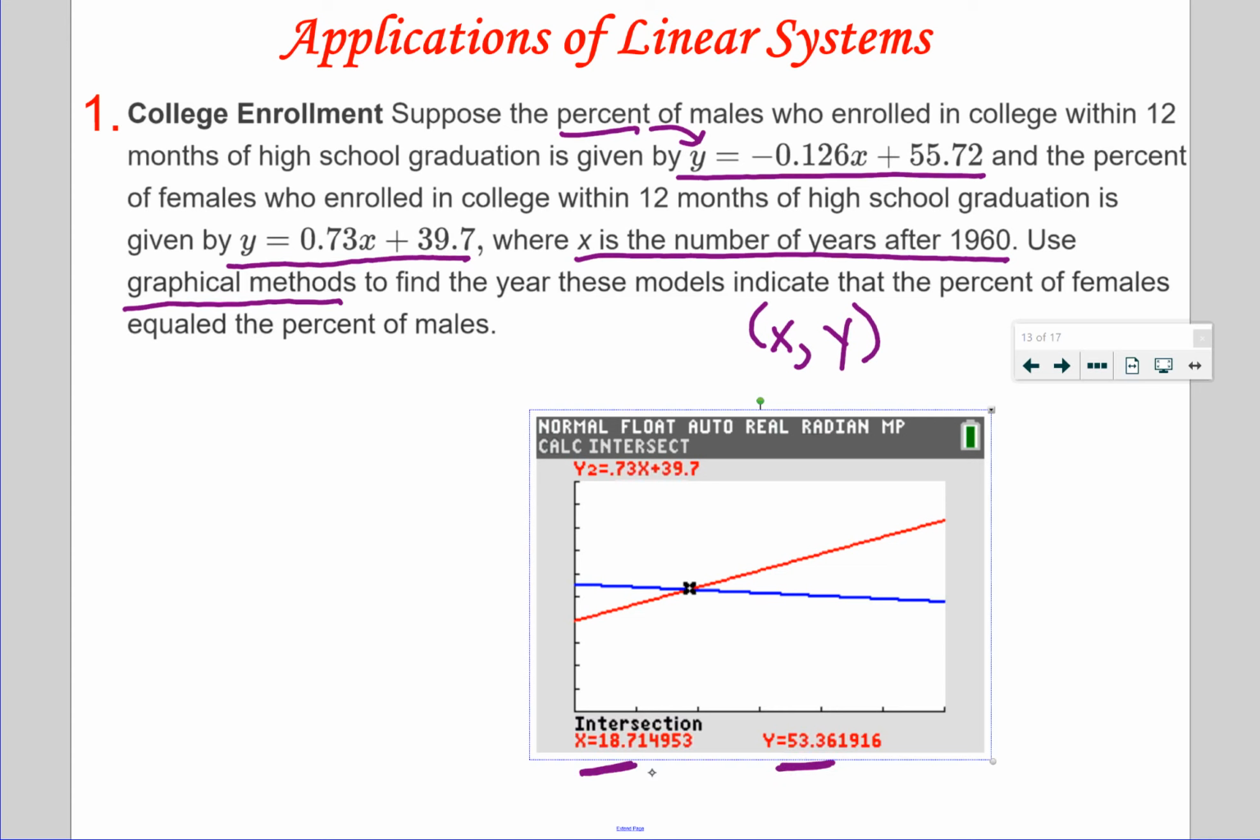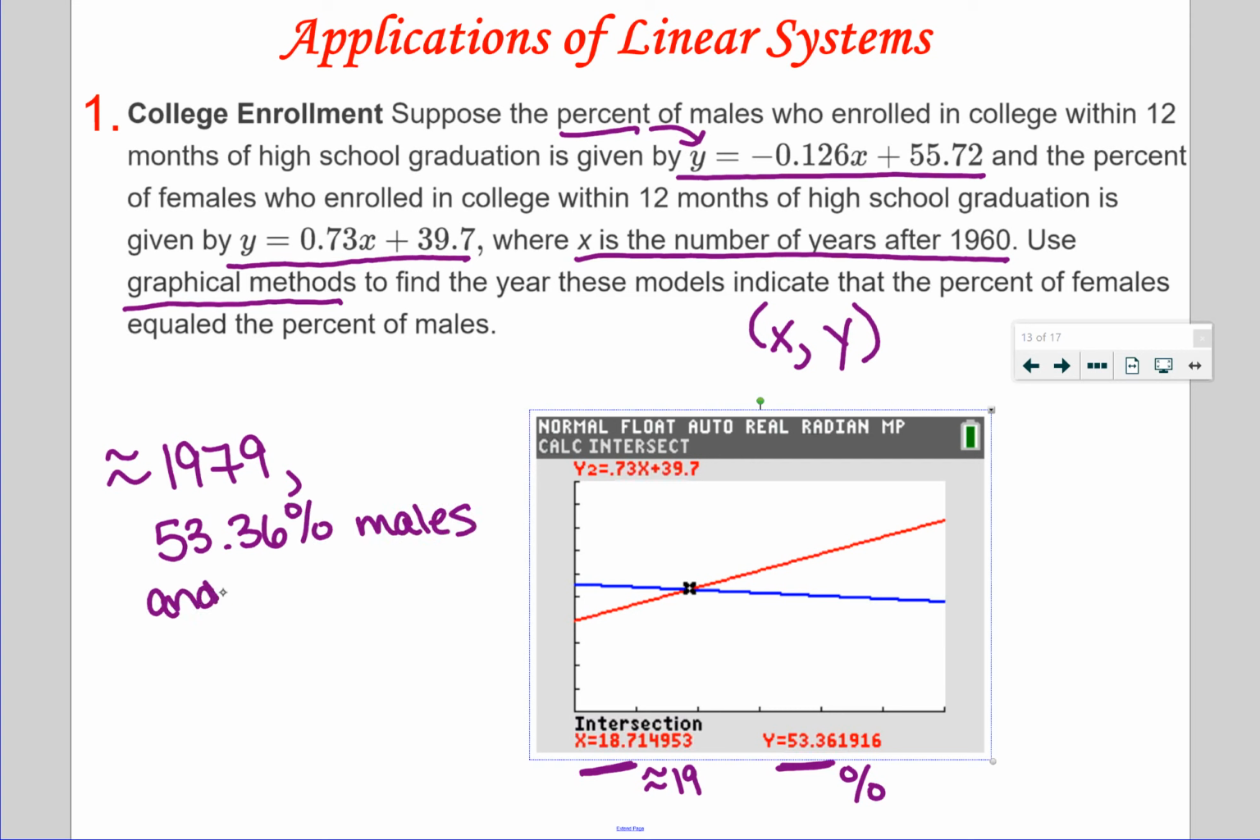So what does that represent? 18.7 is about 19. So it's about 19 years after 1960. So that means approximately 1979. And what does our y represent? Our y represents a percentage. So in 1979, there were about 53.36% of males and females enrolled in college 12 months after high school graduation.